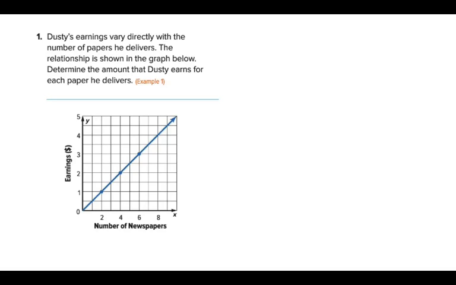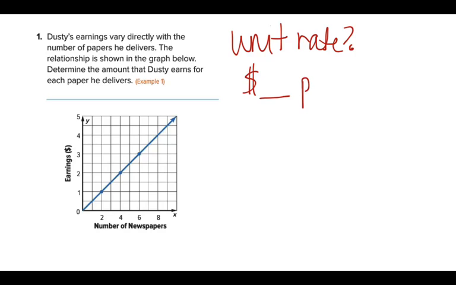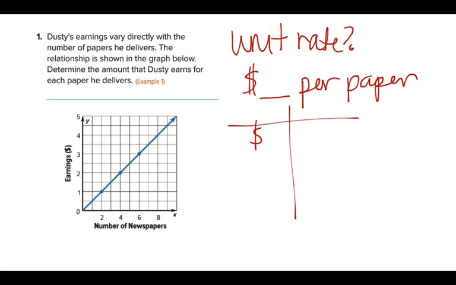So we need to know the unit rate, which is going to be how much money per paper, or if I were to do a table, how much money for one paper. Okay, and if we look at our axis, the number of newspapers is X, and the amount of money is Y. So my table's a little bit backwards. If that bothers you, we can rewrite it.